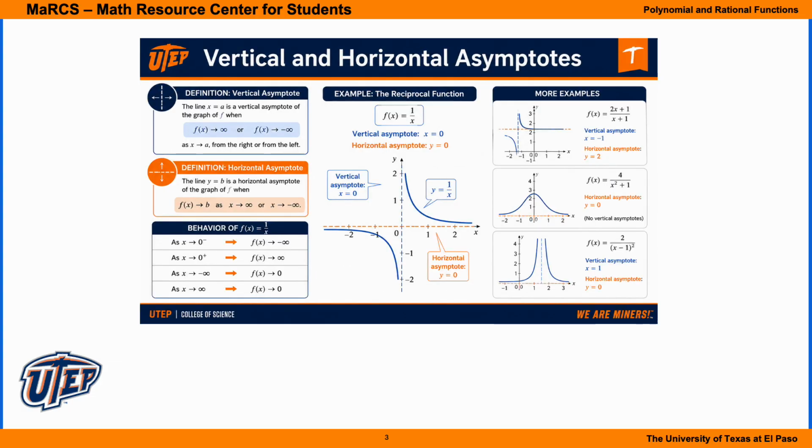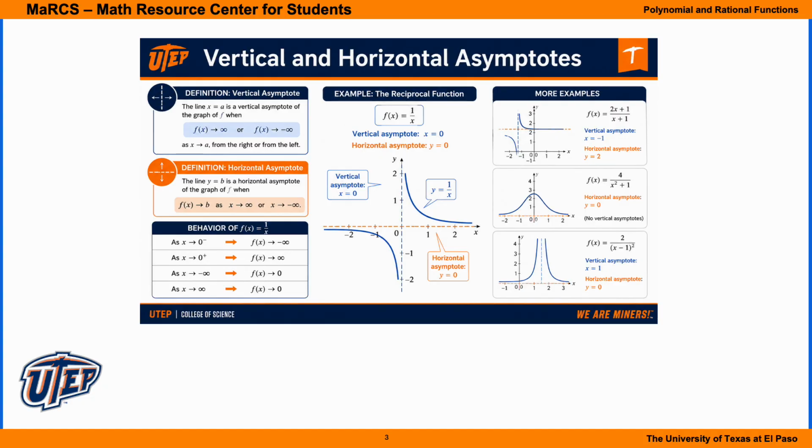The line x equals a is a vertical asymptote of the graph of f when f of x approaches infinity, or f of x approaches negative infinity, as x approaches a from the right or from the left. The line y equals b is a horizontal asymptote of the graph of f when f of x approaches b as x approaches infinity or x approaches negative infinity.